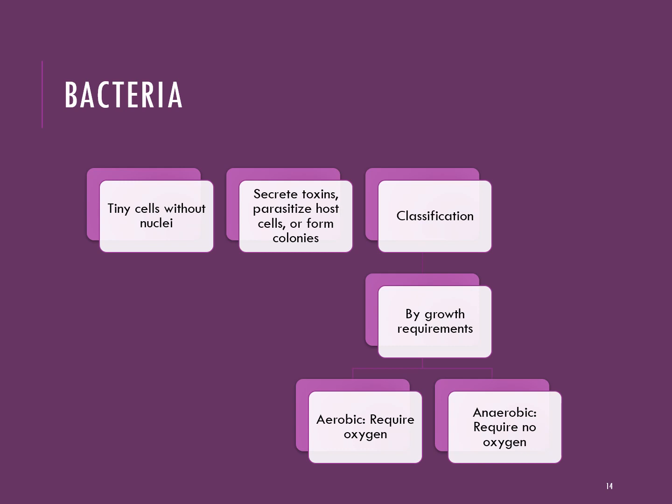And their job is to secrete toxins, parasitize host cells, or form colonies. Okay, so let's talk about some ways that they can be classified. One of the ways that they can be classified is regarding whether they are aerobic or anaerobic. Aerobic bacteria require oxygen to live, whereas anaerobic bacteria do not require oxygen to live.